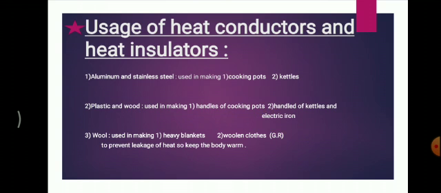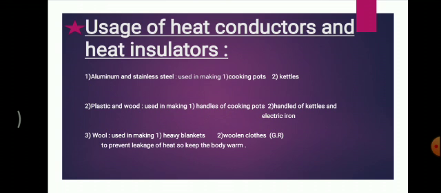If I ask you, give reason: plastic and wood are used in making handles of cooking pots, not aluminum. Why? Because wood and plastic are bad heat conductors, so they don't allow heat to flow through.